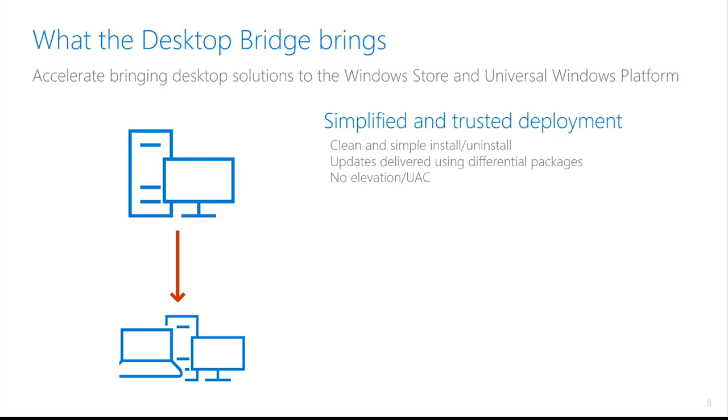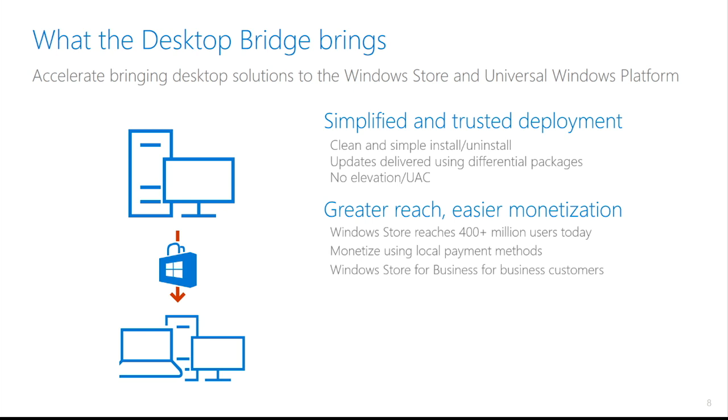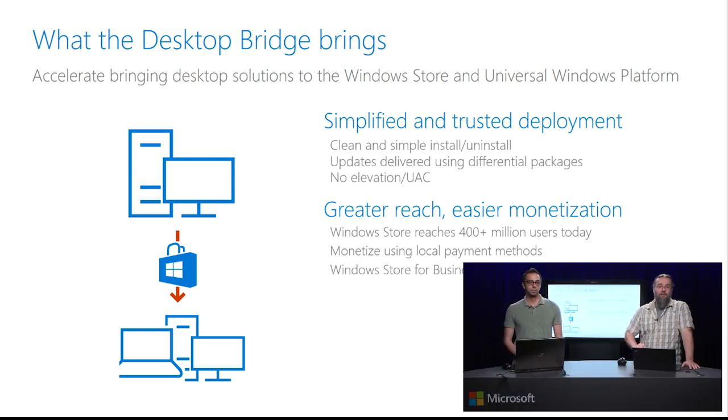You get seamless updates with differential packages. So if you have a 1 GB package, you make a few small changes, the update will only contain those deltas for your customers. And last but not least, the user can install those packages without requiring elevation. Now, once converted, you can then distribute your applications in the Windows Store. You can reach 400 million users worldwide in 242 markets. You can monetize with local payment methods. And for enterprise distribution, you can also leverage the Windows Store for Business with your converted application.